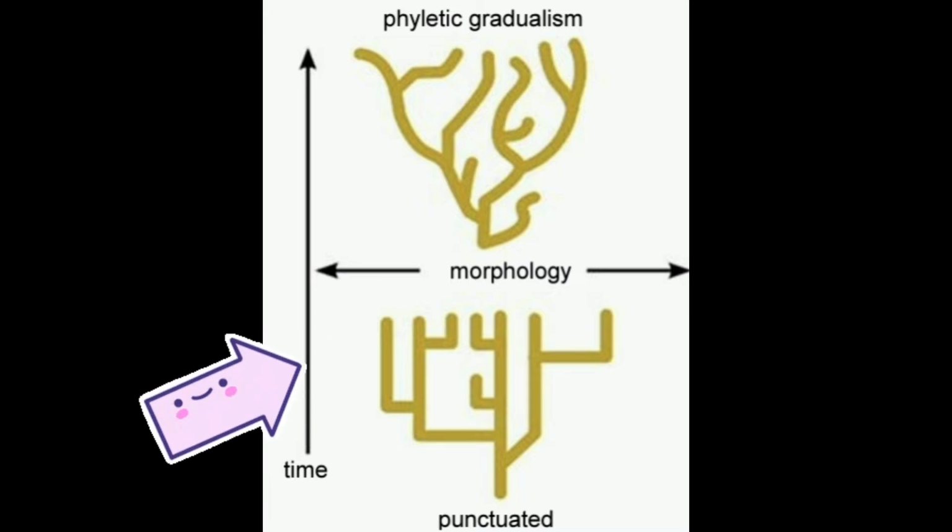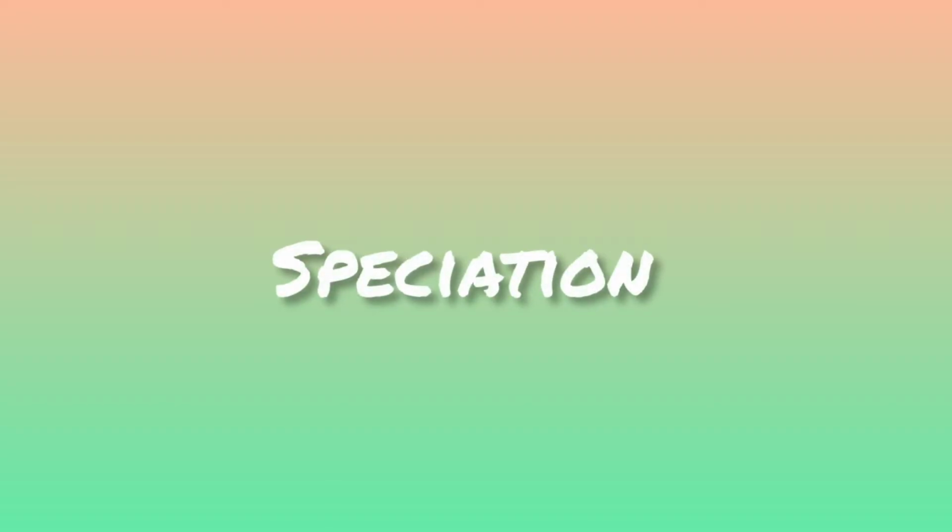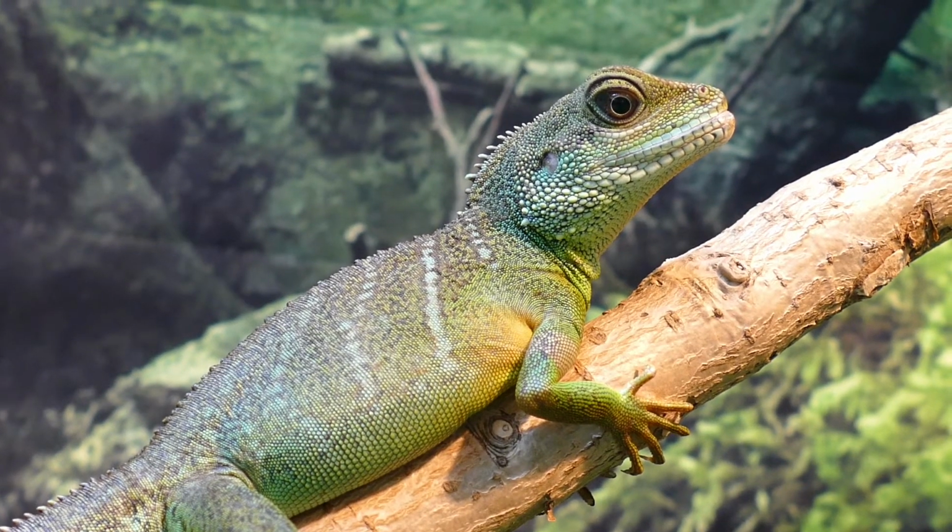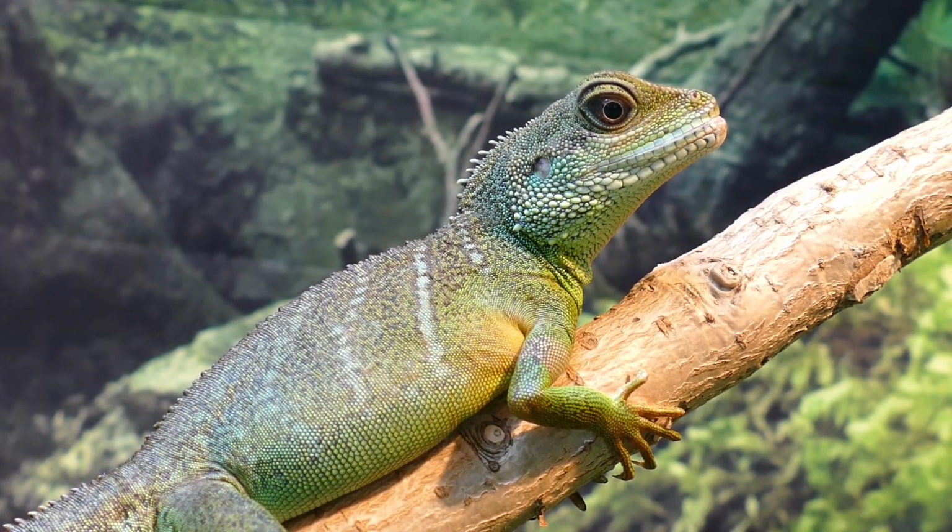This was interrupted by periods of rapid change. Accordingly, a new species formed over a short period of time. The main evidence of this type of evolution was the absence of transitional fossils. The formation of a new species is known as speciation.